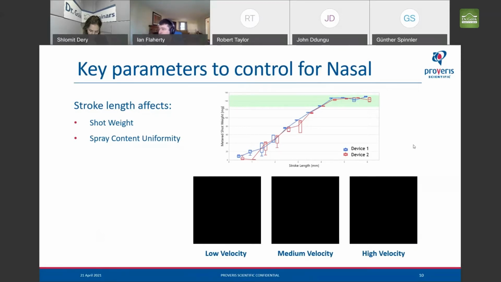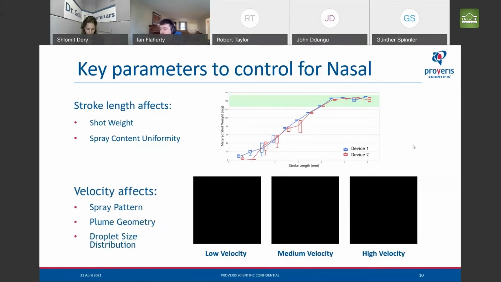So you'll see here just an example of how metered shot weight varies with stroke length. Once you get up into that range of around 5 millimeters, you reach your targeted shot weight for the device. So you can see varying the stroke length has a big impact on how your device performs.